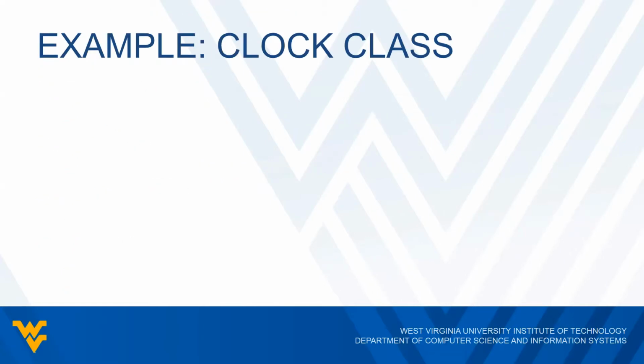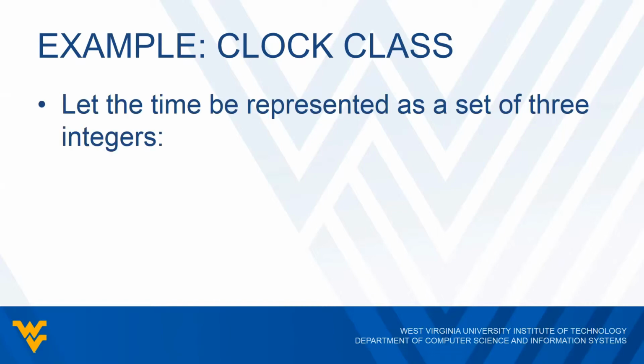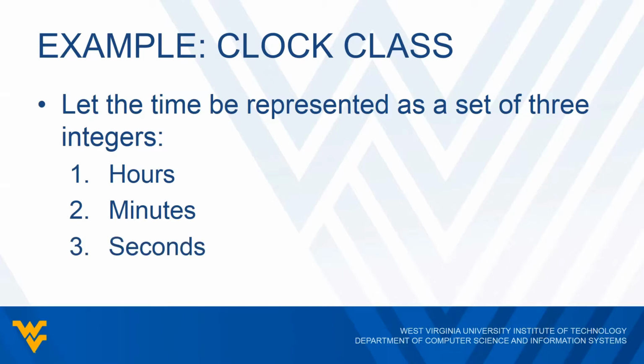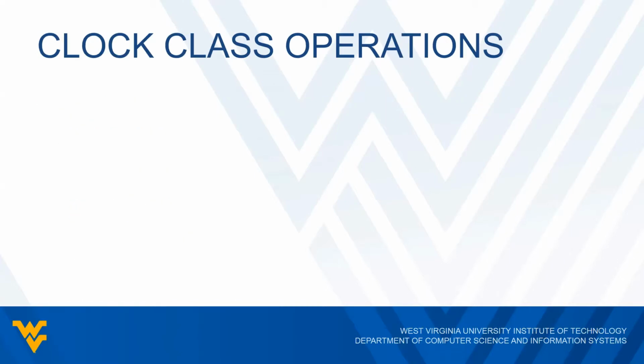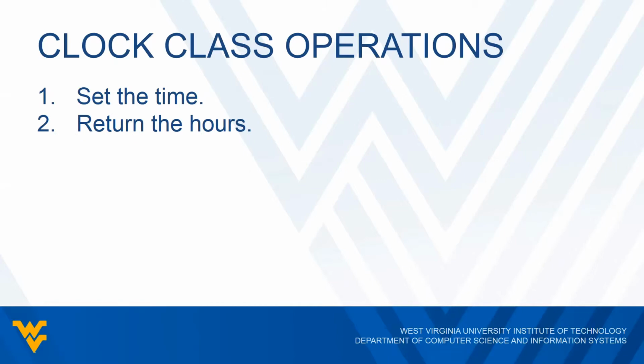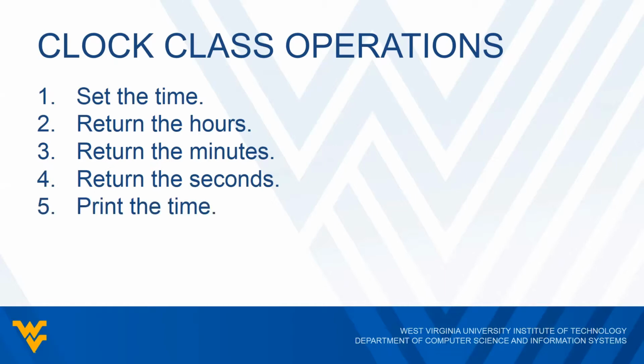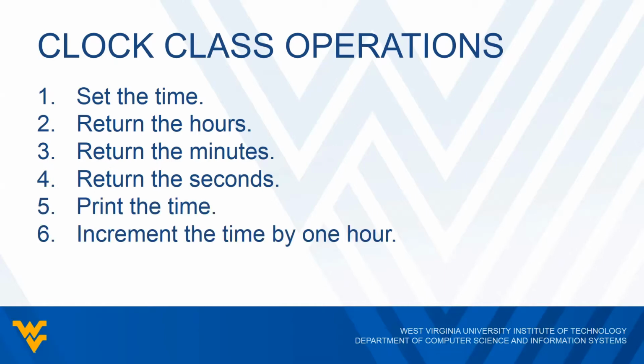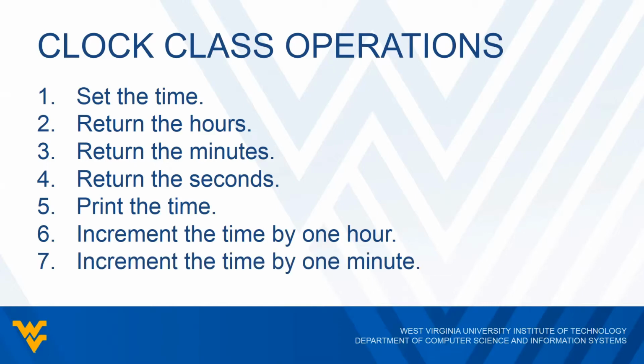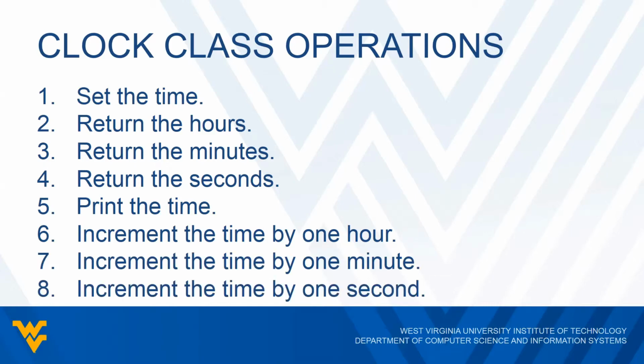To help explain classes, we're going to use a recurring example, and in this case, we're going to be using a clock class. So we're going to let our time be represented as a set of 3 different integers: the hours, the minutes, and the seconds. We can also perform several operations on the clock itself. So we could set the time, we could return the hours, the minutes, and the seconds, we can print the time on the screen, we can increment the time by 1 hour, by a minute, or even by a second.